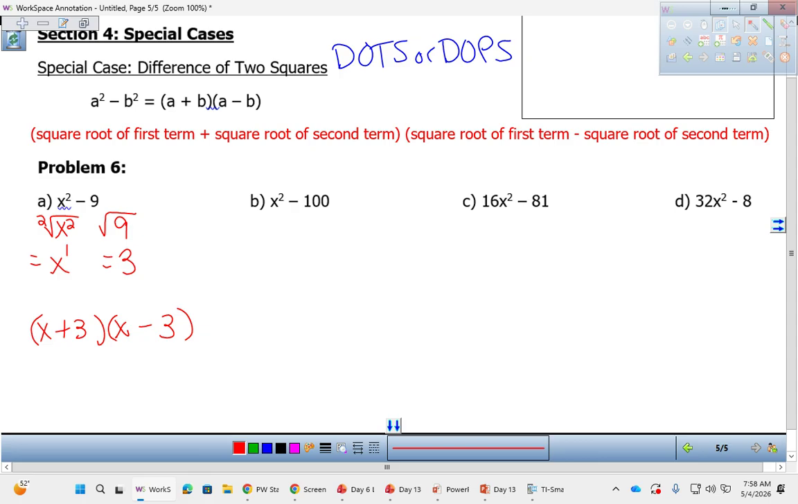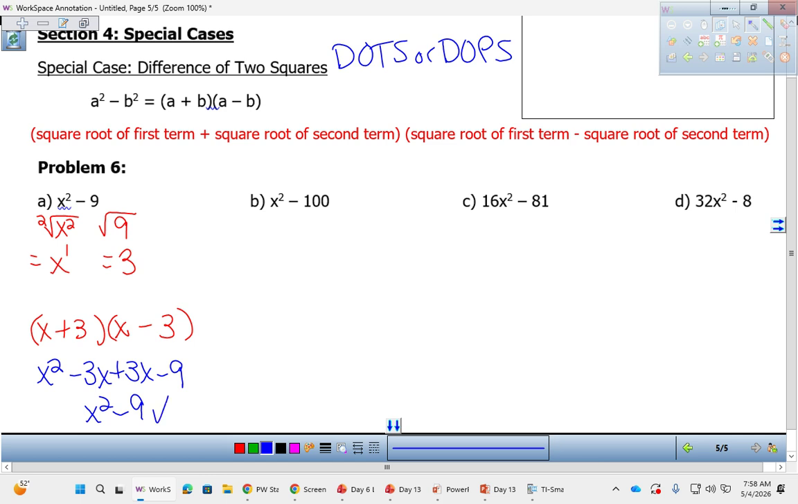You can check this by redistributing. X times x is x squared. X times negative 3 is negative 3x. 3 times x is 3x. 3 times negative 3 is negative 9. And when you combine a negative 3x and a positive 3x, they cancel out. That's one way to check it. That's just checking it by hand.